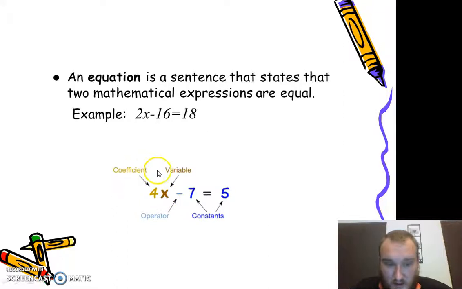So then, if you look here, the number in front of a letter is called a coefficient. The letter, as we heard before, is a variable. A number by itself is called a constant. And the mathematical symbol in the middle is the operator.